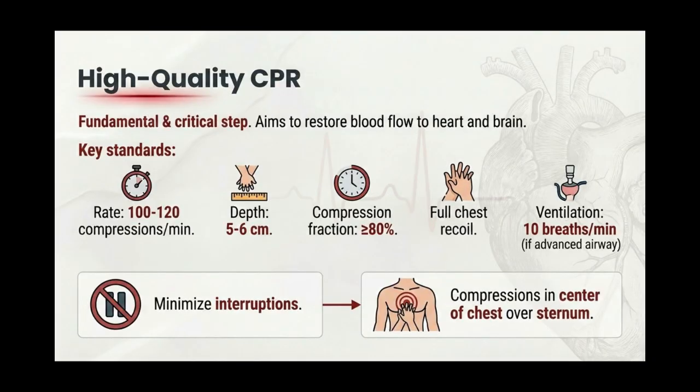High-quality CPR is a fundamental and critical step in the process of resuscitation. Its primary aim is to restore adequate blood flow to vital organs, particularly the heart and brain, through effective chest compressions. To achieve high-quality CPR, certain benchmarks must be met. The compression rate should range from 100 to 120 compressions per minute. Each compression should reach a depth of 5 to 6 centimeters. Additionally, it is essential that the compression fraction is at least 80%, meaning more than 3/4 of the CPR should be active compressions. Full chest recoil must occur between each compression to allow the heart to refill effectively.